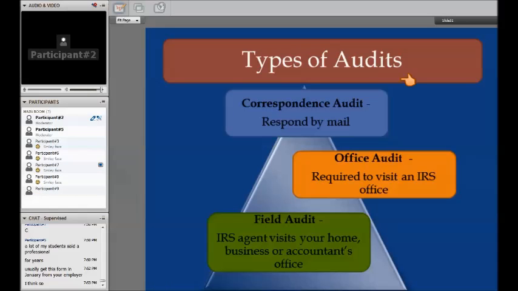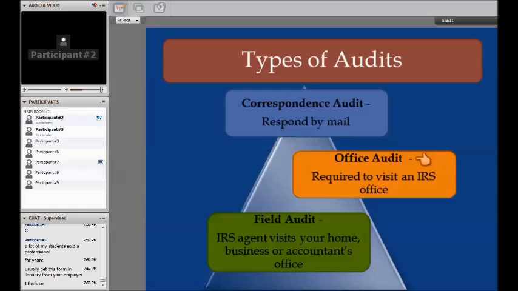Fantastic. All right. 3 types of audits that we learned about. Correspondence audit. That's where you respond by mail. The IRS is going to contact you. They're going to say, we want to see these records, and you're going to most likely make copies of them and then mail them back to the IRS office.